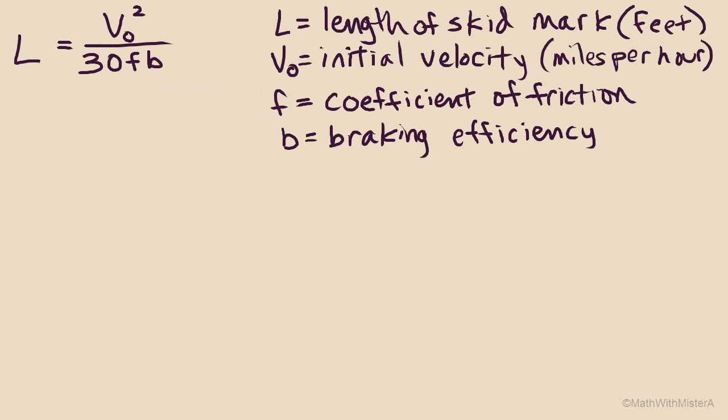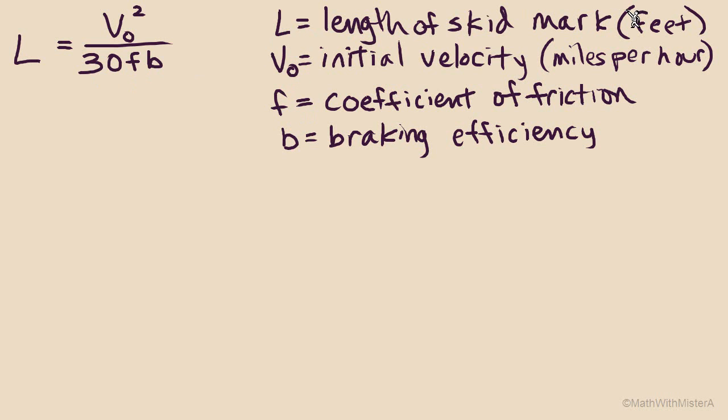This video is about working with formulas, and the formula that we'll use for our example is this formula that can be used to approximate the speed of a vehicle by looking at the tire skid marks. This formula says L equals V sub 0 squared over 30 FB. Here's what each of the variables stands for.